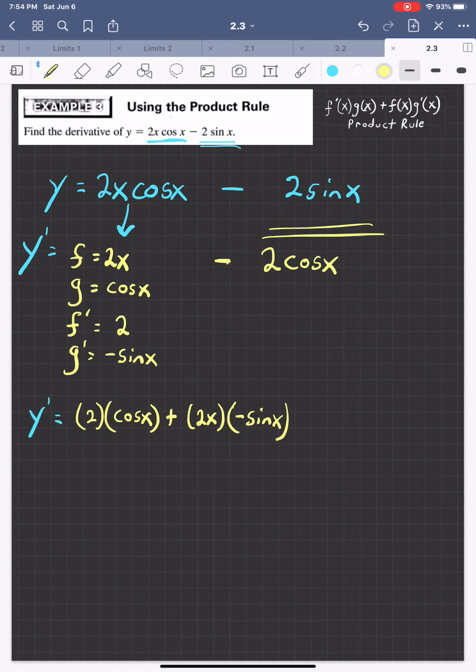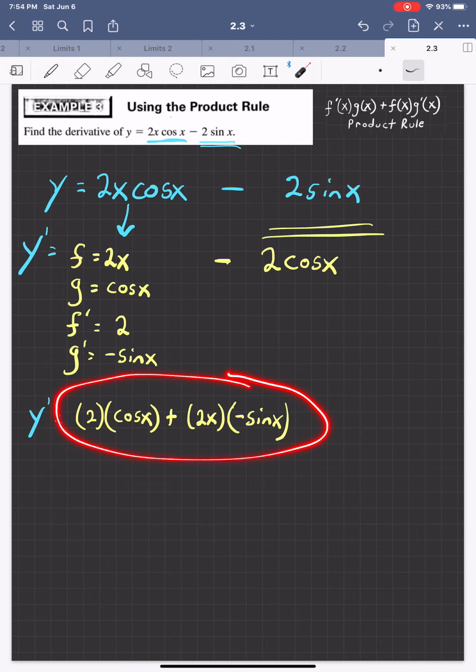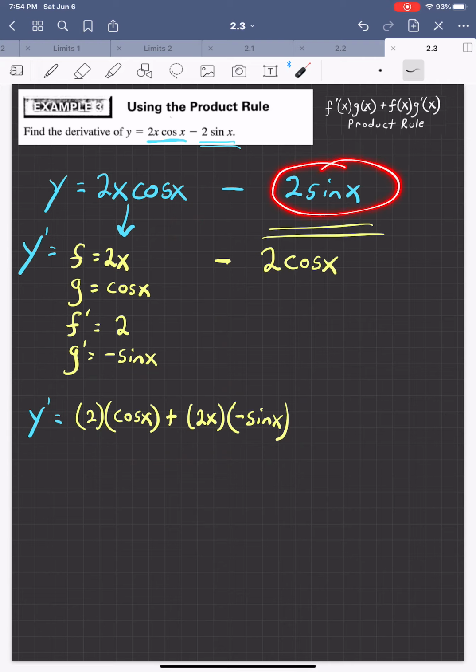So let me now drop this down because what I have written here is the derivative of the 2x cosine of x. But from that, I still have to minus the derivative of 2 sine of x, which we just found out is 2 cosine of x.